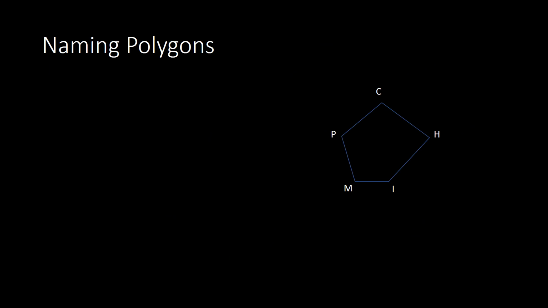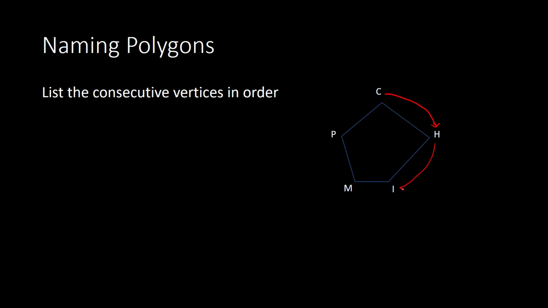Now let's discuss how to name polygons. Here's a polygon with the vertices of P, C, H, I, and M. And to name the polygon, what you do is you list the consecutive vertices in order. So for example, if I start with the letter C, then the next letter is going to be an H, and then the next letter is going to be an I, and then M, and then P. So we can call this polygon CHIMP, or polygon chimp. And it does not matter which letter we start with. We can start with any letter, and we can go either direction, either clockwise or counterclockwise.